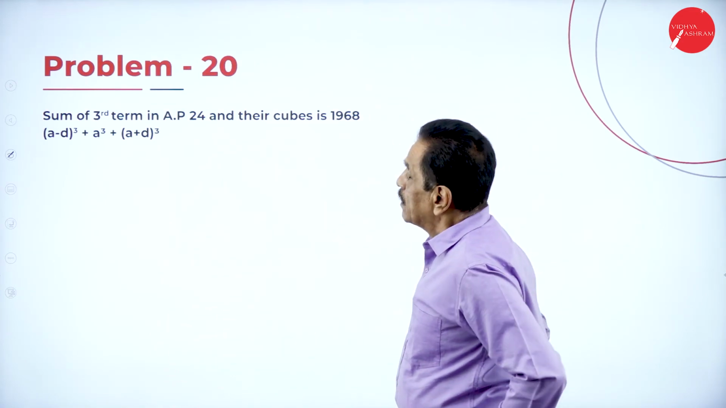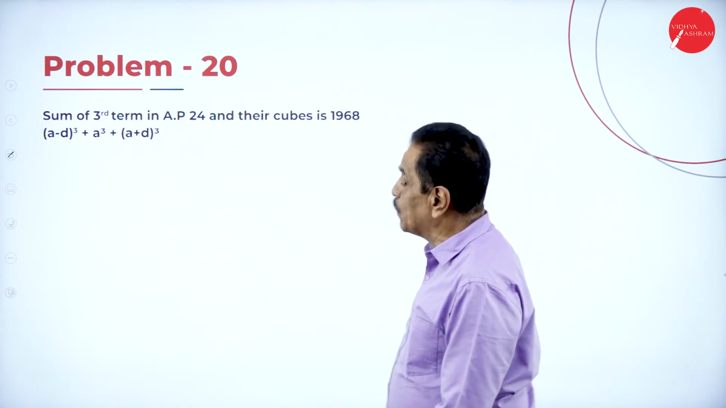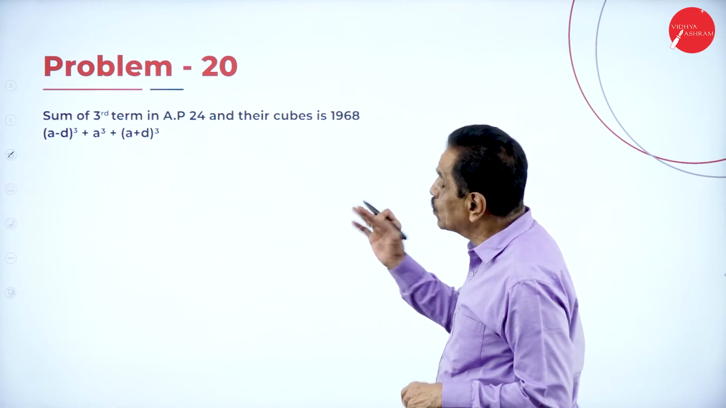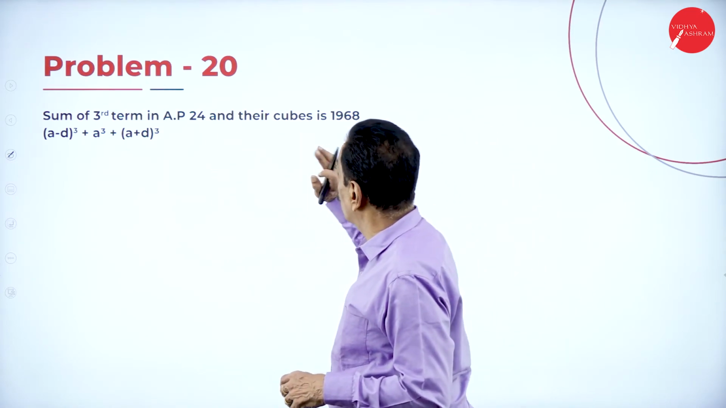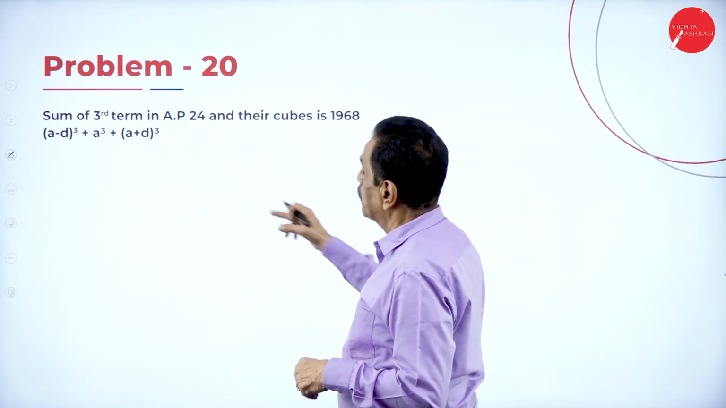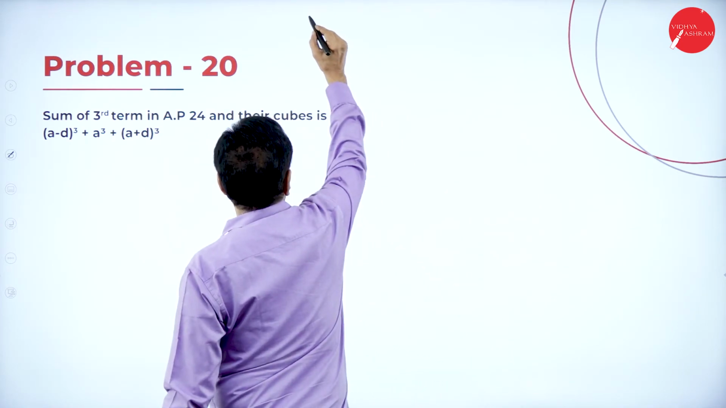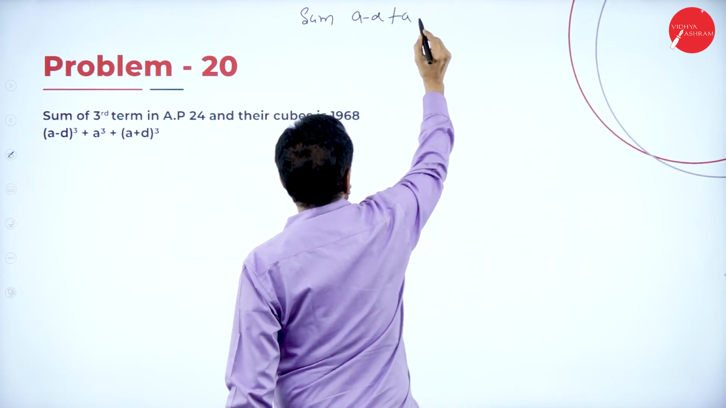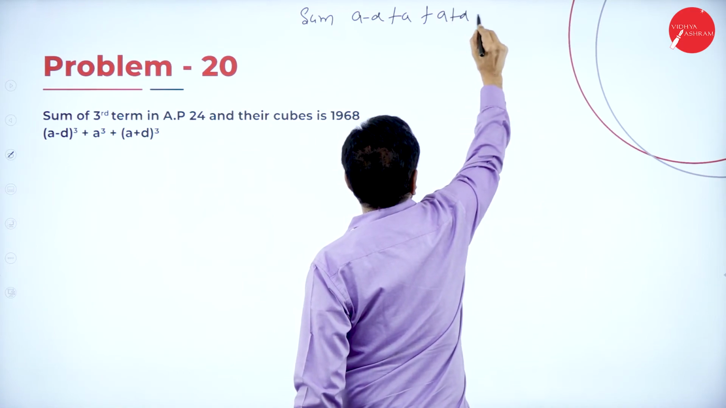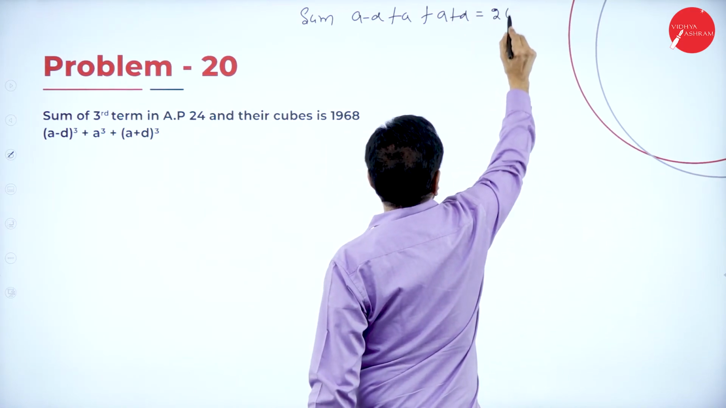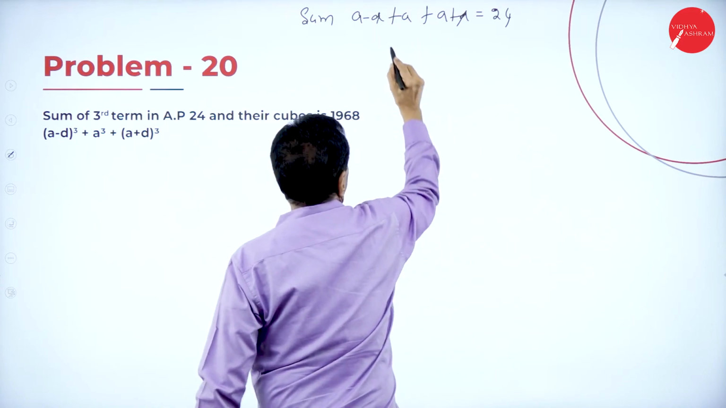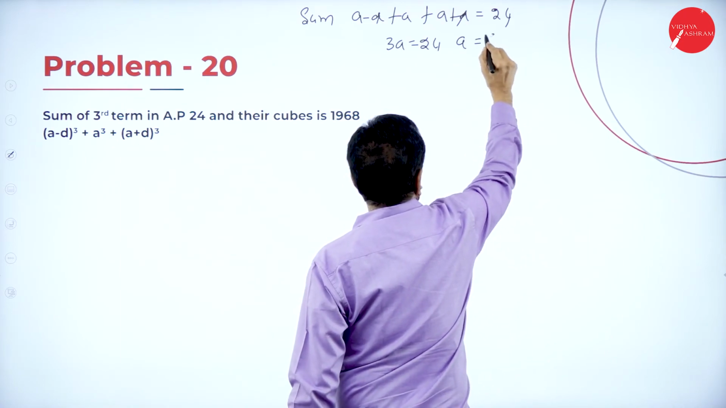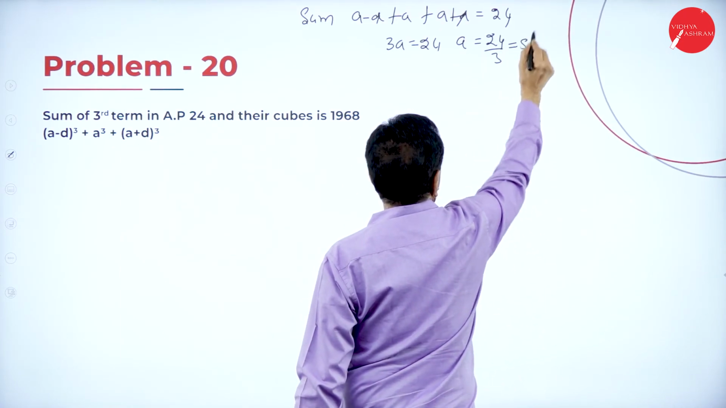Last problem. The sum of the three terms in AP is 24 and their cubes sum is 1968. It is not squaring. So, sum is 24. A minus D plus A plus A plus D is equal to 24. D cancelled out. 3A is equal to 24. A is equal to 24 divided by 3, 8.